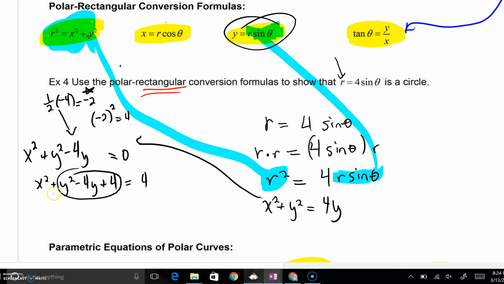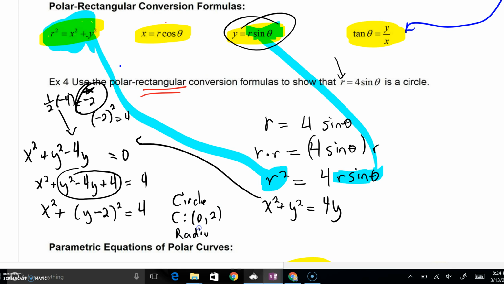And now this trinomial will factor. We have rigged the problem to factor. It's a perfect square. That's why I put that star right there. It's going to be y minus 2 quantity squared. This is a circle. It has a center at 0, 2. And our radius is going to be 2, because again, we'll have x minus h quantity squared plus y minus k quantity squared equals r squared. Your center is always h, k. Your radius, you can see over here, r squared is 4. r would be 2.